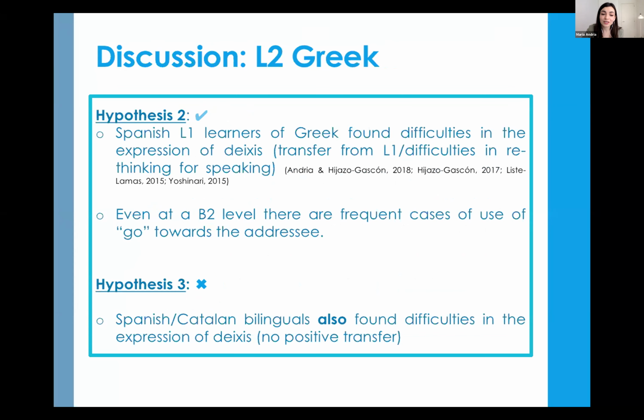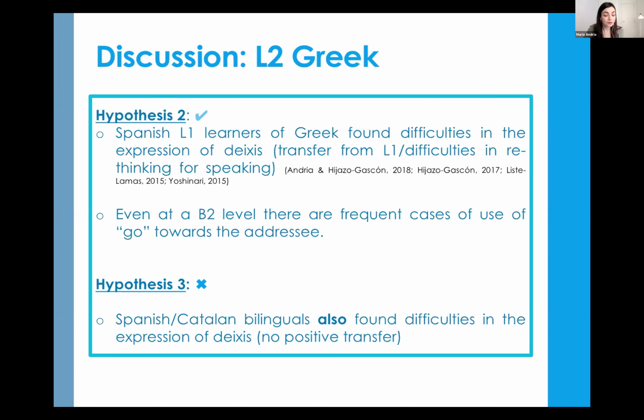As for the second hypothesis, it was also confirmed since we found that Spanish L1 learners of Greek also found difficulties in the expression of deixis. They tended to use more the verb to go instead of the expected verb to come, even at a B2 level of proficiency. So again, there were difficulties in their thinking for speaking.